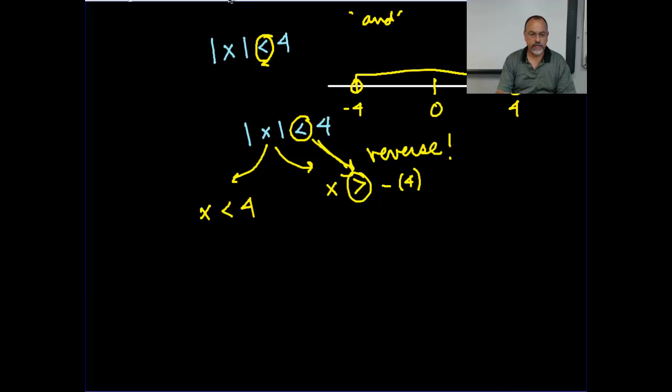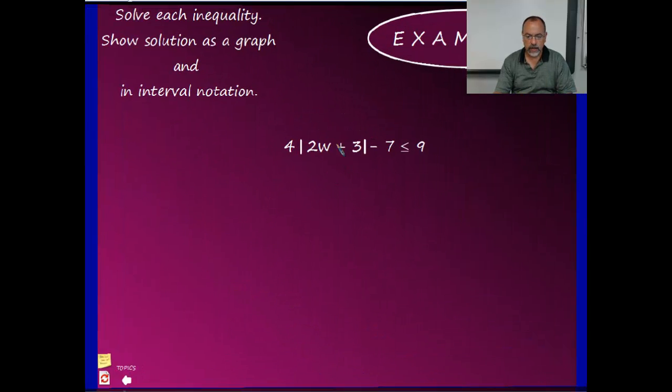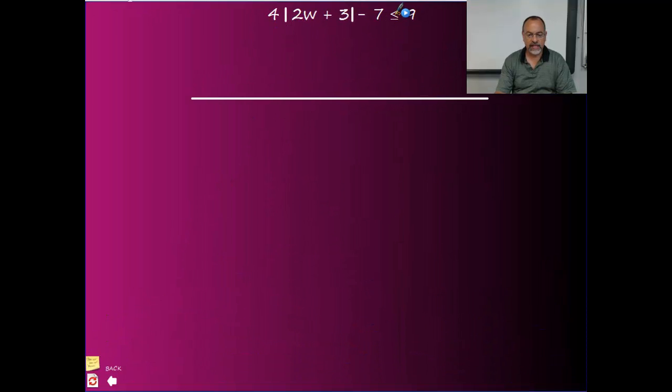Okay, so just as a reminder, make sure that when you do these absolute values, you isolate the absolute value expression first. You write the two inequalities, but remember, when you write these two inequalities, make sure you reverse the sign when you do that. Okay, so let's go ahead and take a look at an example. Let's look at this example right here. So we have a less than or equal to sign, so that tells me it's going to be an and inequality. So my answer should look something like that when I finish, in most cases.